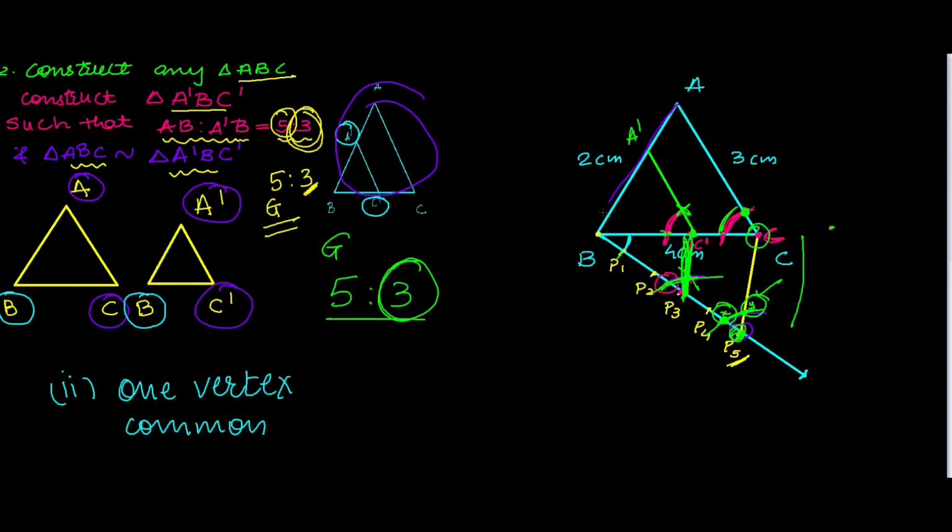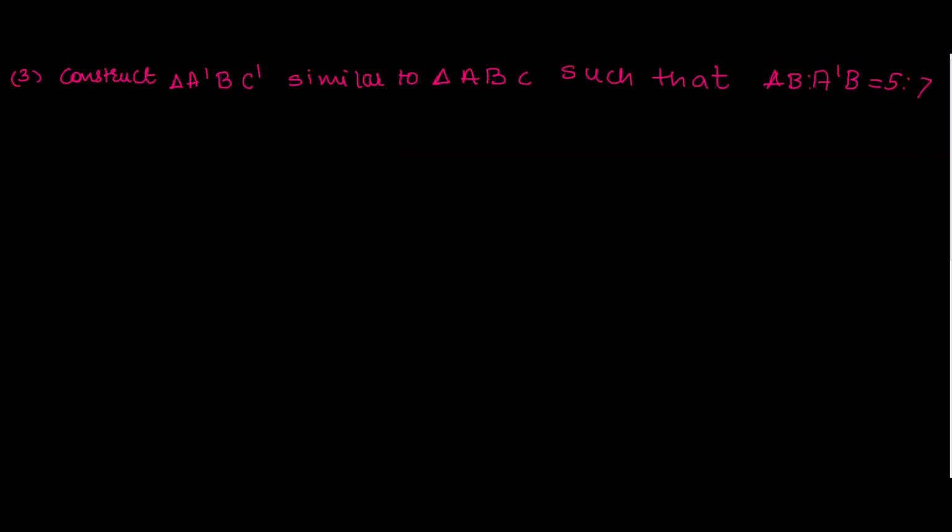So this is ABC and this is A'B'C'. Okay, this is C', this is A', and this is B. So this is the construction. I hope you understand this. Okay, so this is the third question which we are given.